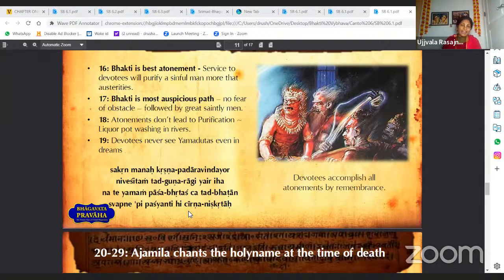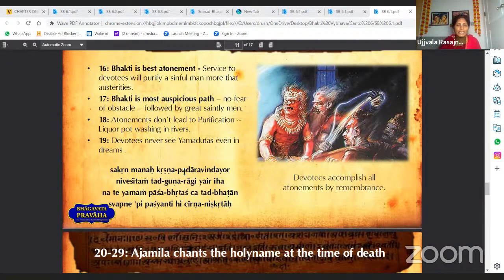Manah Krishna Padaravindayor, thinking of the Lord and the lotus feet of the Lord, the Harinama and the seva, everything is the same on the platform of vishuddha sattva. The smarana of the Lord, the lotus feet of the Lord, the nama of the Lord, the seva of the Lord, everything is the same. So when we are doing even a little bit of bhakti like that, then the Yamadutas will not even come in our dream. In other words, we will be far from the hellish planets.